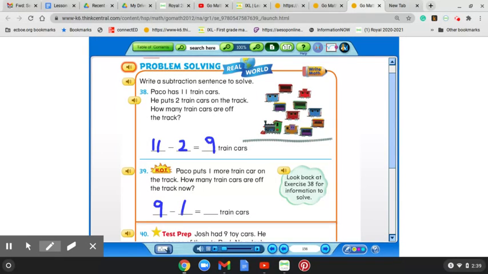Some of you may be able to do mental math at this point that we've talked about. 9 and take 1 away. And tell me what your answer would be. Great job. 9 minus 1 is 8. Great job.